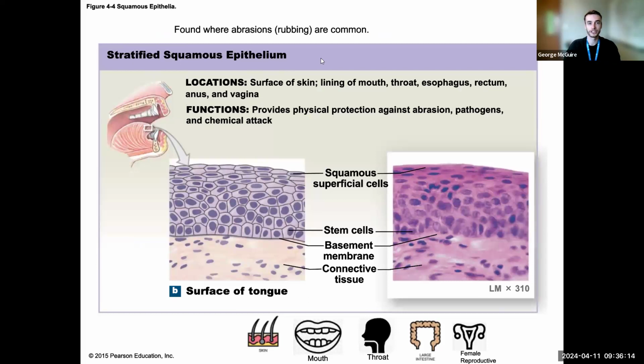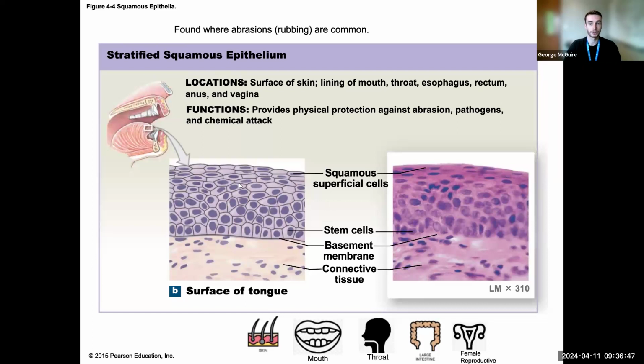So where friction or damage is going to be more common, you would instead find stratified squamous epithelia. So these are much more common where you are interacting with the external environment, right, where there would be a lot of abrasions, a lot of rubbing, a lot of friction. So think about the surface of your skin, the lining of your mouth, the lining of your throat, trachea and esophagus, the rectum, anus, and vagina, areas where there is a lot of movement of larger molecules or structures that are more likely to provide friction.